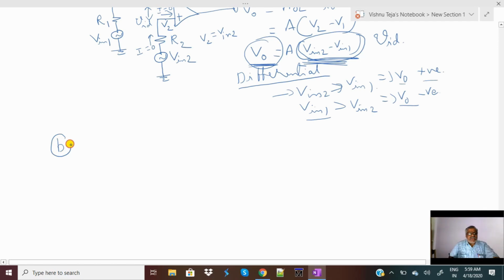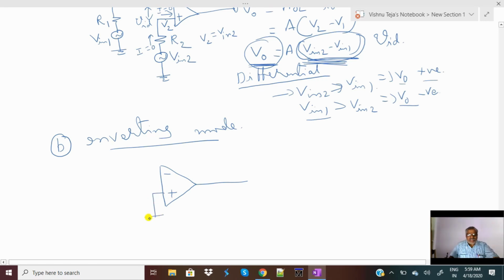Next, the second mode of operation is inverting mode. In inverting mode, we apply only one signal at the inverting input. The other input terminal is connected to ground. So only one signal is applied here.